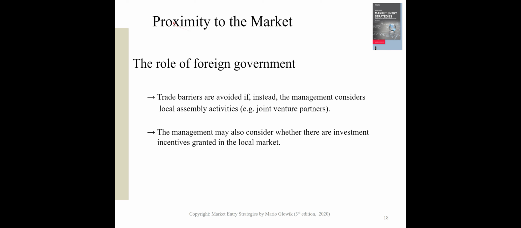Firms should also consider the role of the foreign government. If there are trade barriers in terms of relatively high import taxes or non-tariff barriers in terms of quotas, then the management may consider establishing local assembly activities. That is, for example, possible through the cooperation with a joint venture partner. The higher the import taxes in that target country, the less recommendable it is to consider exports, for example.